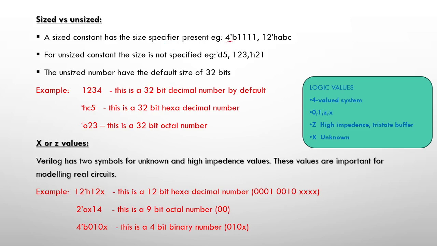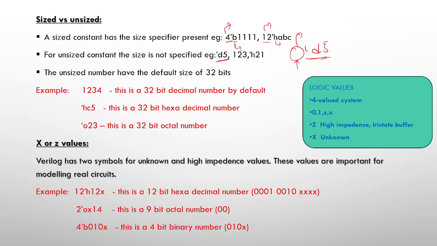That means here, this is the sized constant. How can you say whether it is a sized constant or not? Whenever you have the size before the base or radix, then this is the sized constant. For example, in the example here, the size is not present. So if the size is not present, then what happens? Here this is the unsized constant.